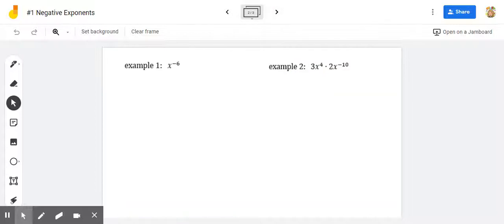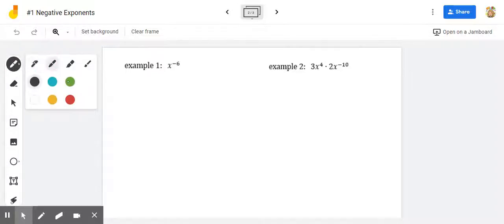So example 1 is x to the negative 6th. Because this guy is a negative power, we cannot leave it like this. It means that we need to rewrite it as 1 over x to the positive 6th power. And that's literally all we have to do. All right, so example 2, though, is being multiplied.